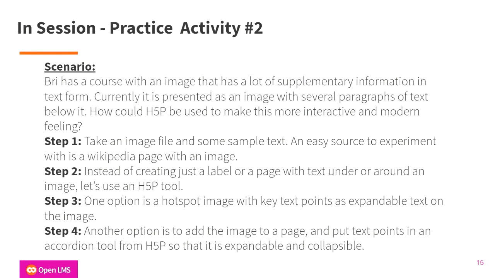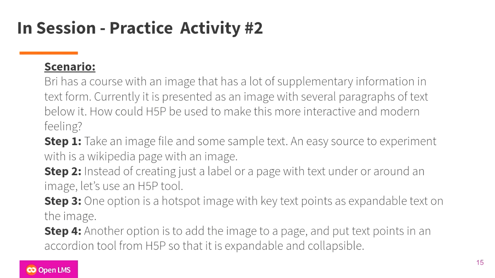Let's think about another experiment in our minds here. Bree has a course with an image that has a lot of supplementary information in a text form. Currently, it's just an image with paragraphs of text. Is there a way to use H5P to make that more interactive and feel a little more modern? Of course, I wouldn't ask if there wasn't.